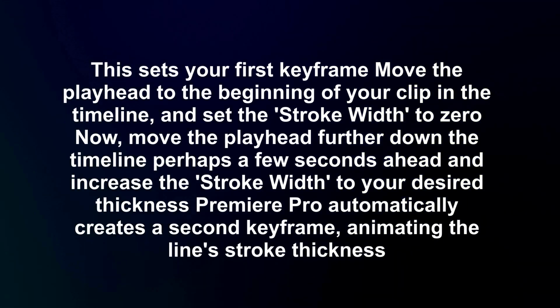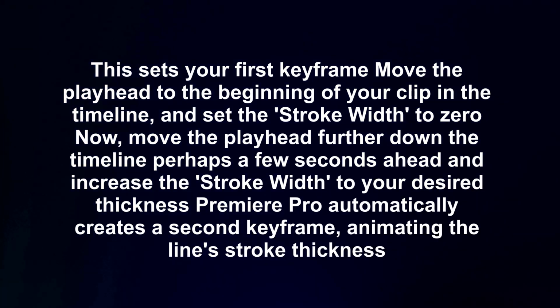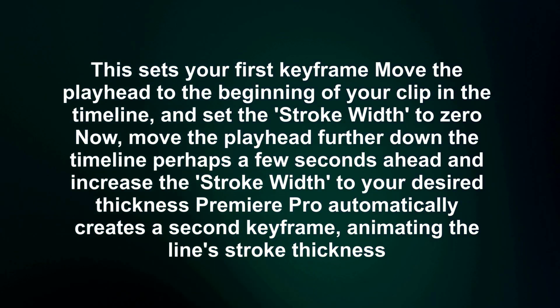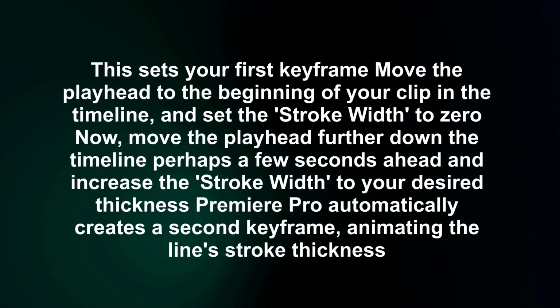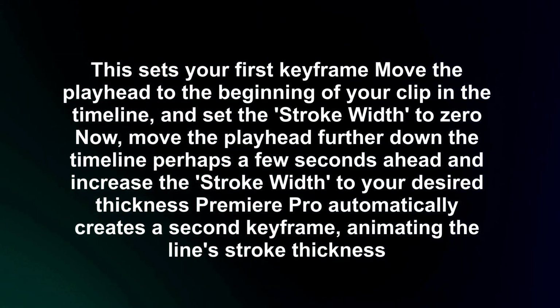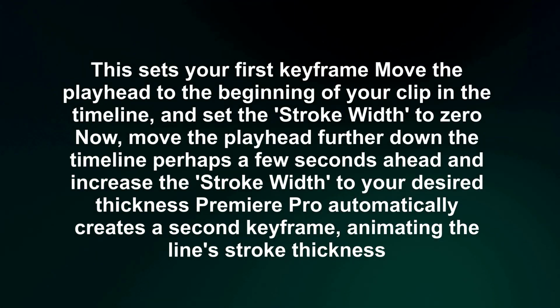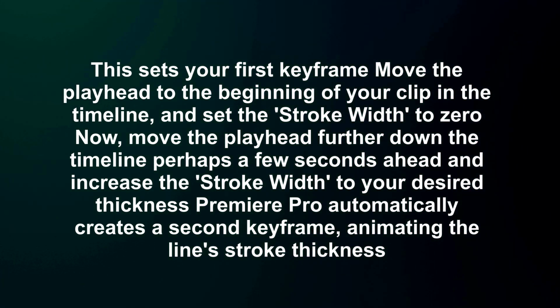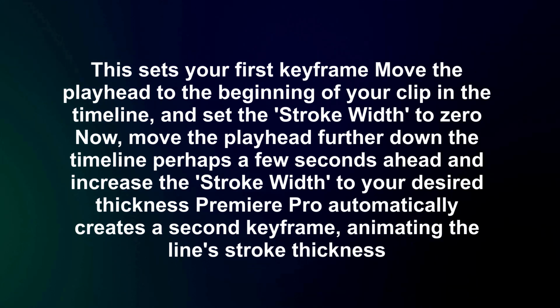Move the playhead to the beginning of your clip in the timeline, and set the stroke width to 0 now. Move the playhead further down the timeline, perhaps a few seconds ahead, and increase the stroke width to your desired thickness. Premiere Pro automatically creates a second keyframe, animating the line's stroke thickness.